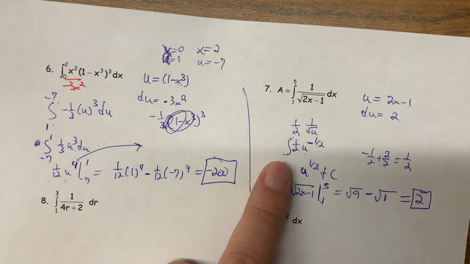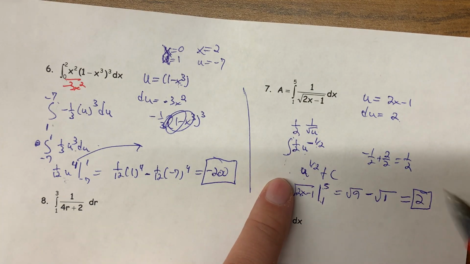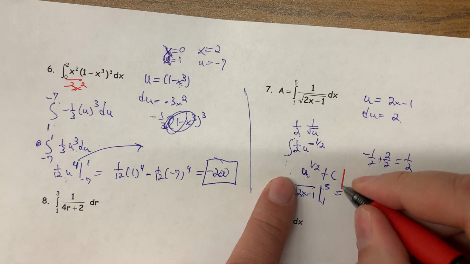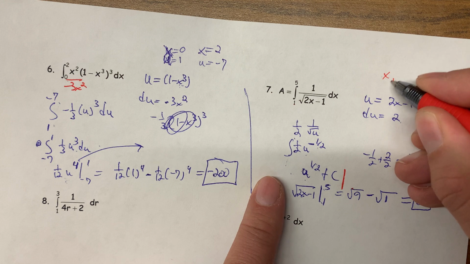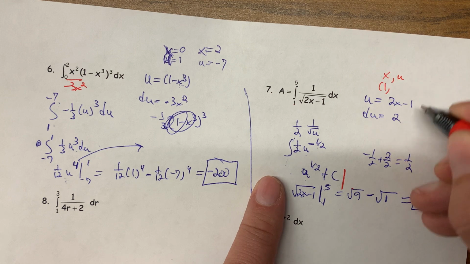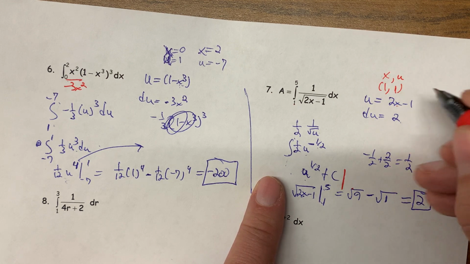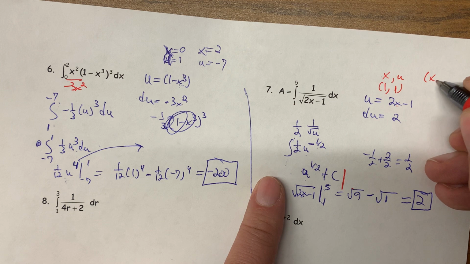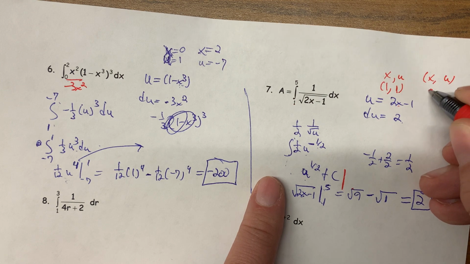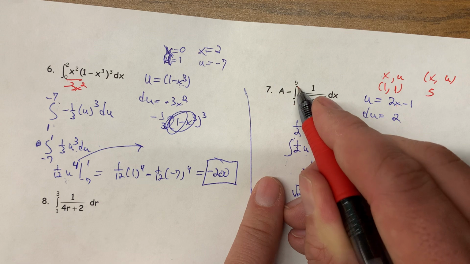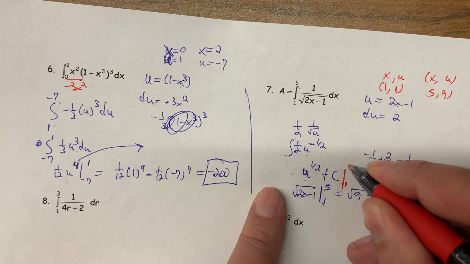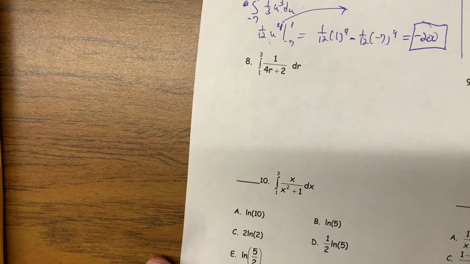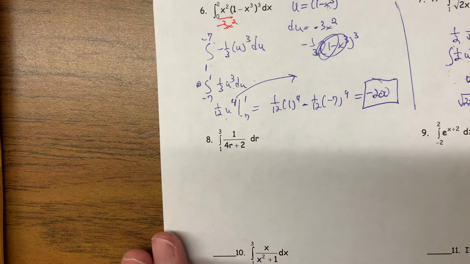Now, you could have right here done the limits and said, hey, look, I'm going to do the limits with u there. When x is 1, u is 1. When x is 5, that's what it goes to, u will be 9. And so the limits would go from 1 to 9, and it would get you the same answer. Okay, a little bit more practice, guys.